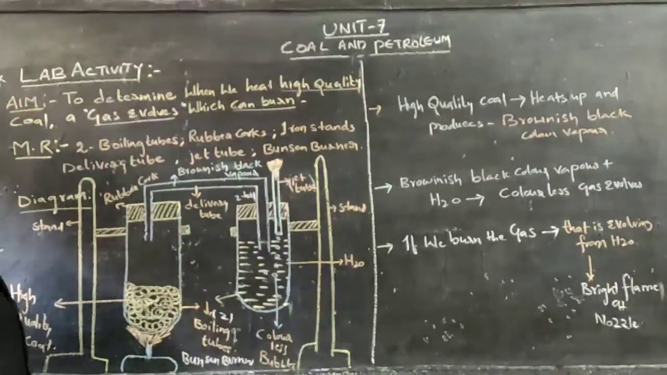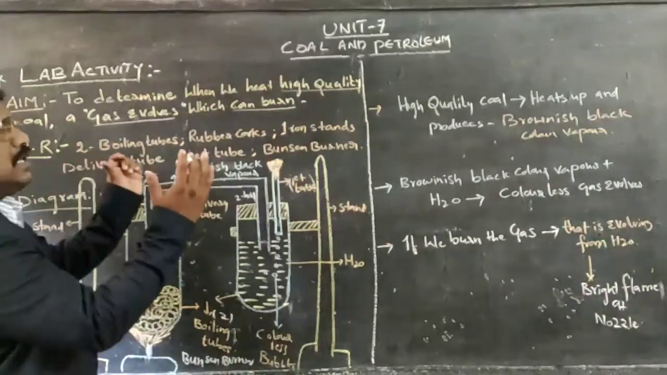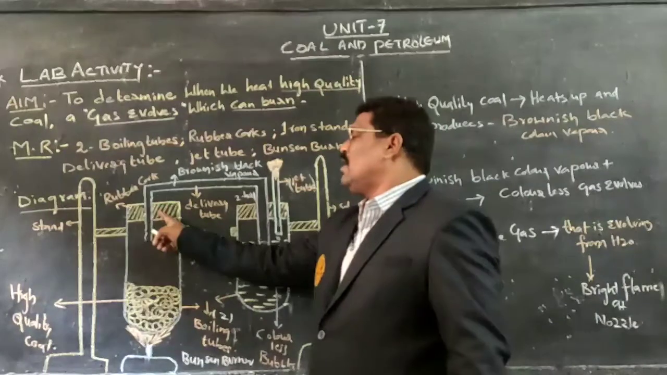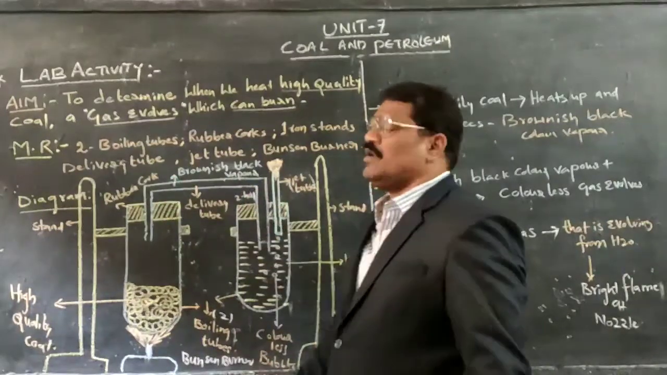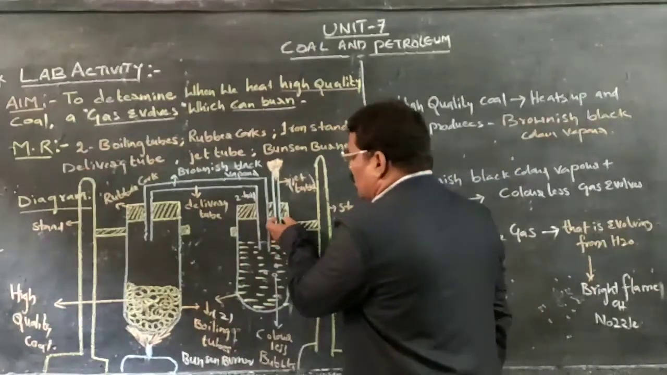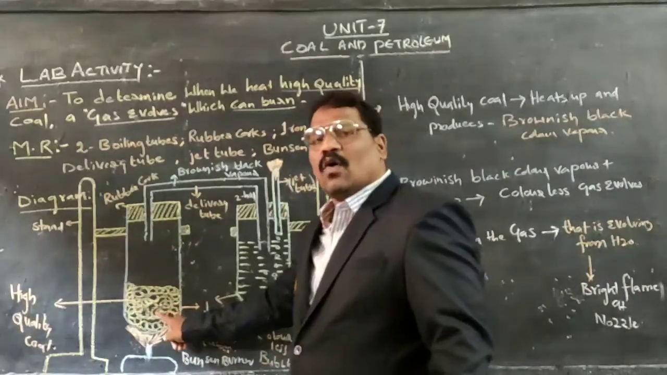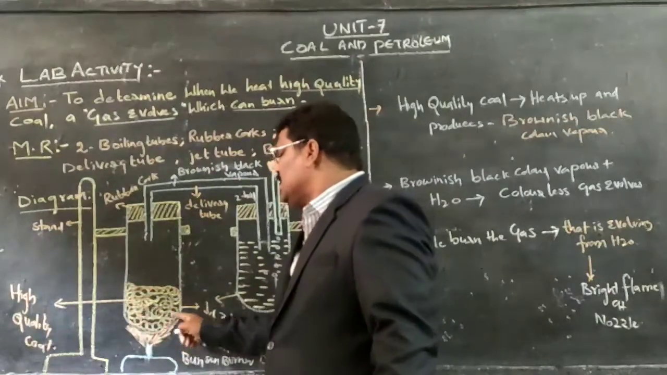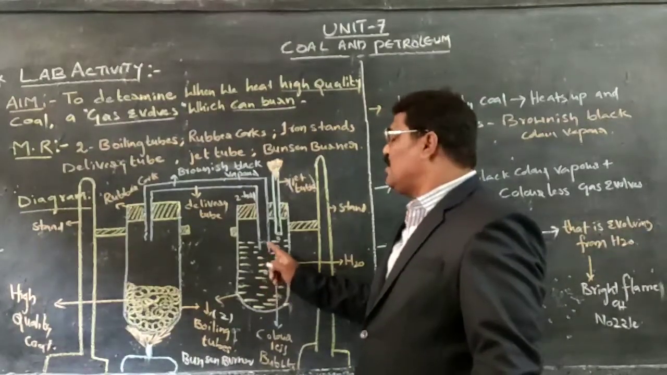Now the description. Fix a boiling tube to one stand and another boiling tube to another stand in such a way that both are exactly opposite to each other. Then, by using the one hole rubber cork and the two hole rubber cork, fix a U-shaped delivery tube in between these two boiling tubes. Before fixing it with the rubber cork, add coal, a high quality coal in which the carbon percentage is more, inside this boiling tube, and fill the other boiling tube with water.